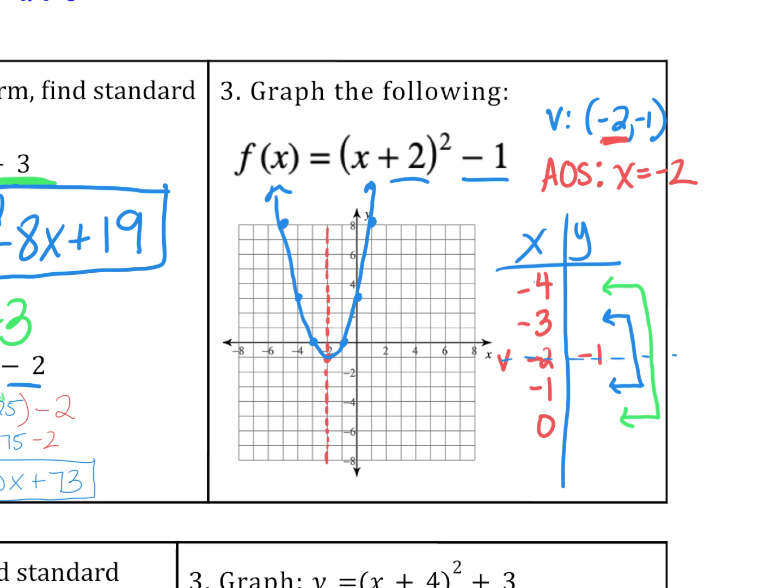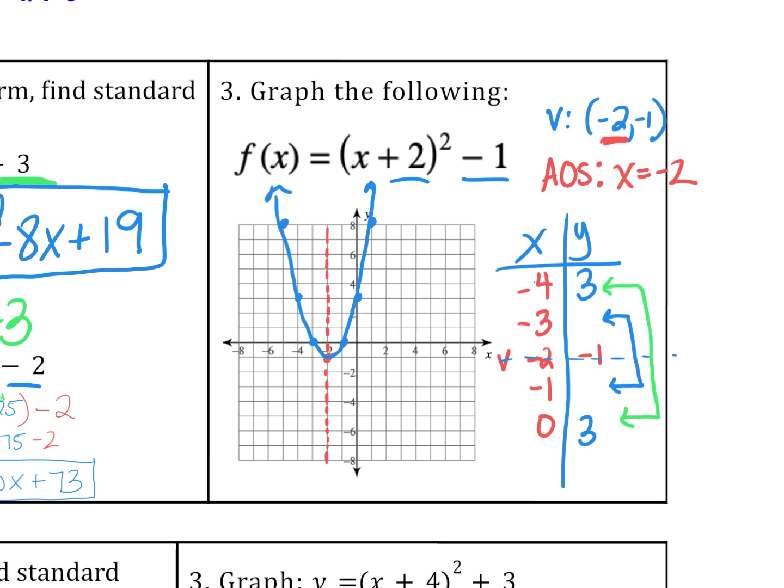You can plug in 0 to your equation because 0 is easy to compute. So let's plug in 0 mentally. 0 plus 2 is what? 2. Now what's 2 squared? 4. What's 4 minus 1? 3. So let's put 3 here and 3 up here. And then we're going to see if it matches our first method.